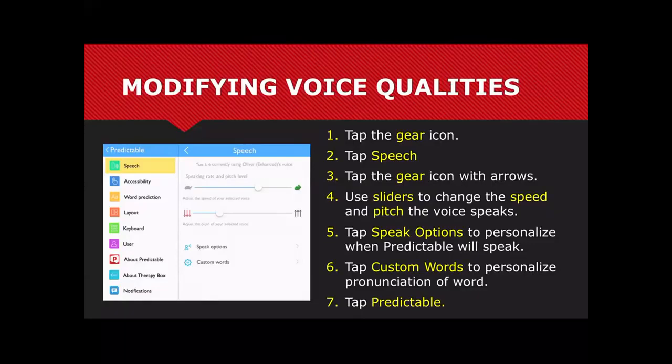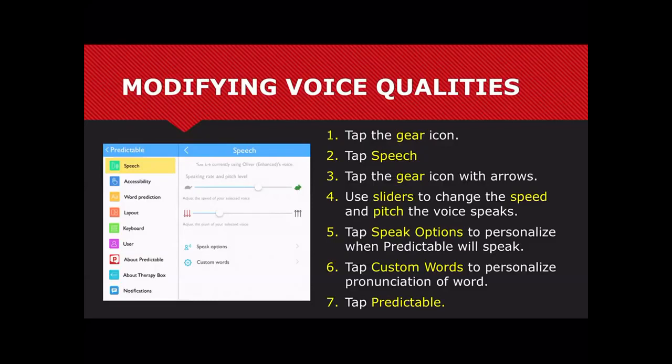You'll see where it says speak options at the bottom. That will allow you to personalize when predictable speaks. I'll demonstrate this in a second, but like I said, I like it to speak when I'm done typing a paragraph, but you might like it to speak right after you're done with each word or at the end of a sentence after you hit a period.